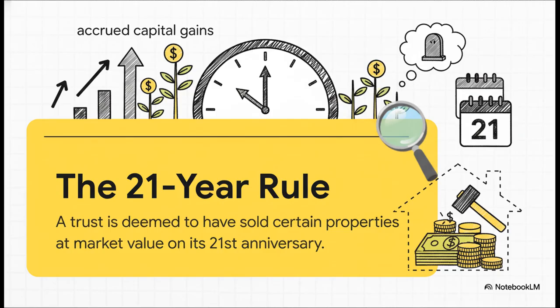On the 21st anniversary of its creation, and then again every 21 years after that, a trust is treated as if it sold all of its capital property for whatever it's worth at that moment, its fair market value. This is called a deemed disposition, and it forces any built-up capital gains or recapture to be realized and the tax to be paid. It's the government's way of simulating the tax event that happens when an individual passes away.